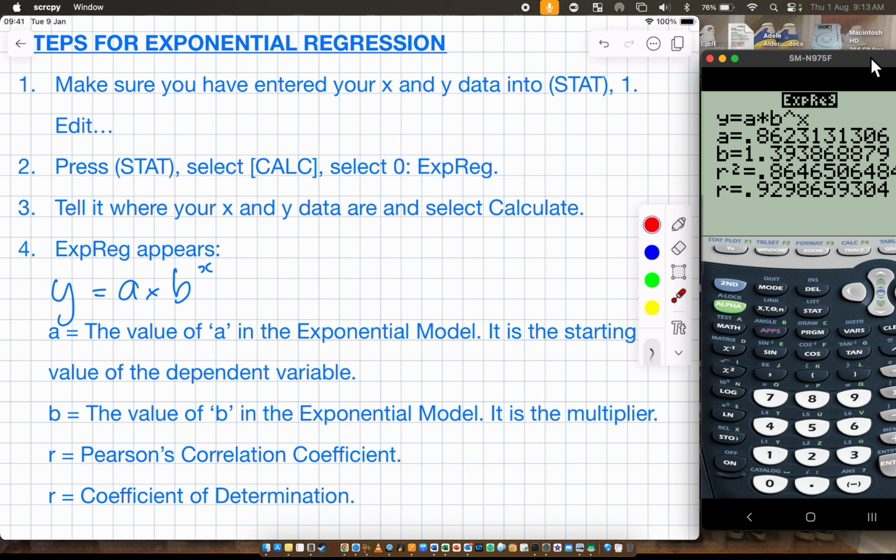Can you see on the screen there that it tells you what A is in the model? Can you see that it tells you what B is? Can you see that it tells you what R and R squared are? So those still tell you how well the model fits. Okay? So another, let's say, few minutes. If you need these steps, go for your life. I'll give you a pause there to get those steps down, how to get an exponential regression.